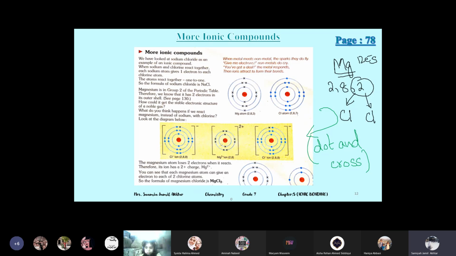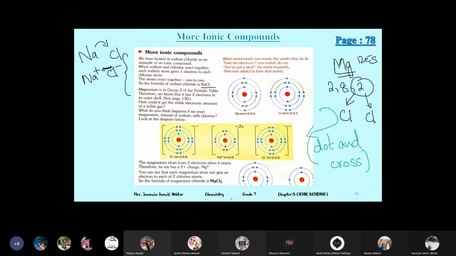The atoms react together 1 to 1. So the formula of sodium chloride is NaCl. Okay, so they are talking about NaCl. Na will give one electron to chlorine, so Na will become positive and chlorine will become negative. And what is the attraction called? I told you, the attraction between positive and negative charge.